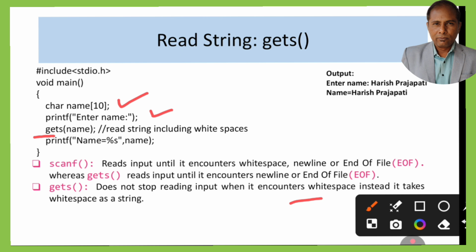gets reads until it encounters end of file, so in case of a space also, it will read the string. So we are getting both name and surname. I have taken Harish Prajapati, so it is displaying Harish Prajapati. So by the gets, we can read the string.